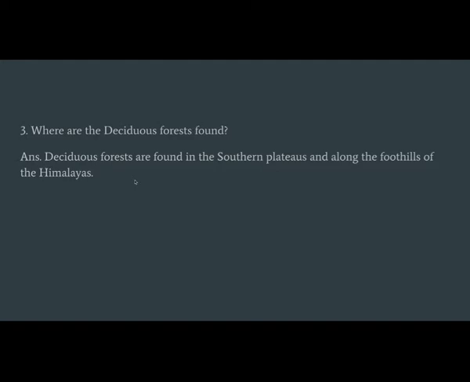But we can see this, page number 79, deciduous forest, second paragraph. You will find these forests. Did you see that sentence? Instead of that you have to write deciduous forest. From the question you have to write the answer. Deciduous forests are found in the, then right from the textbook, southern plateaus and along the foothills of the Himalayas. Mark that one. Okay.